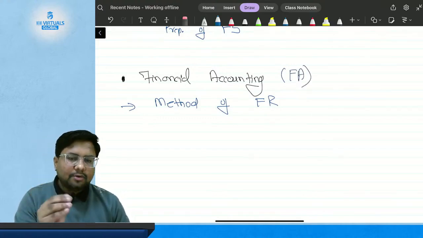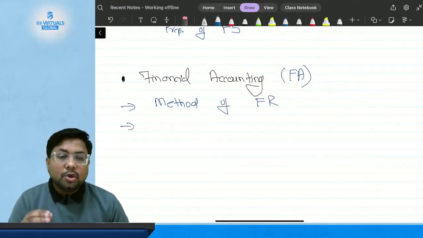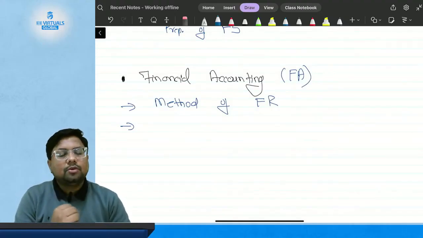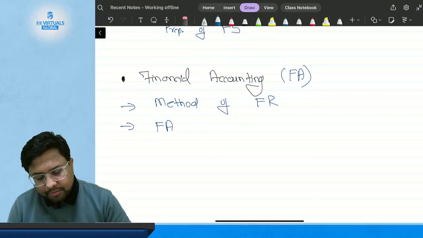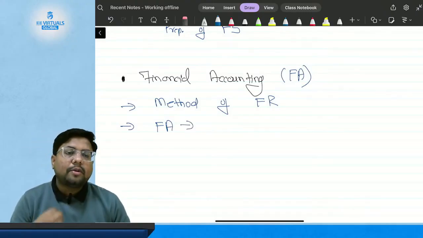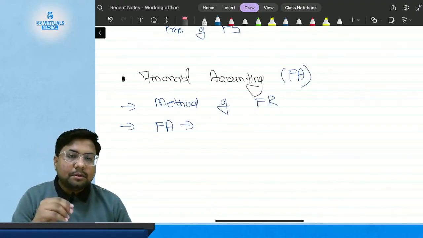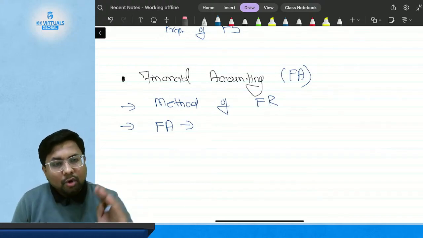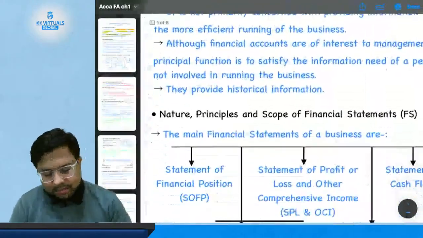So financial accounting is one of the methods of financial reporting which is not primarily concerned with the management. Management can use financial accounting, but the very basic and core function of financial accounting is to serve the people who are not involved in the preparation of financial accounting and who are not involved in the management of the company. What does that mean? Suppose, read it first.